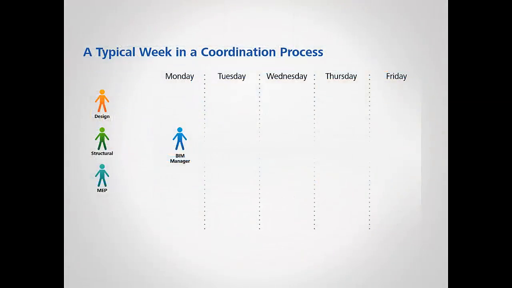Let's now take a look at a typical week in a traditional coordination process. Usually we begin with a BIM manager or a central person that is responsible for bringing all the information for the project together. They'll get information from the designers, whether they be structural, architectural, MEP, and they'll bring that information together in a single aggregated model.